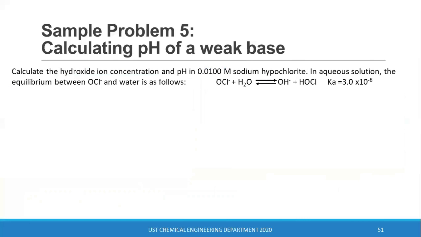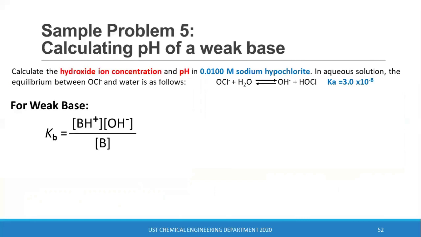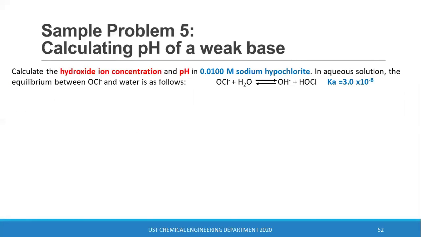Moving on, similar to sample problem 4, sample problem 5 also deals with a weak base. In this problem, we are asked to compute for the hydroxide ion concentration and pH of a 0.01 molar sodium hypochlorite. Again, first step is to list down all the necessary givens and unknowns. I highlighted the concentration of the weak base, sodium hypochlorite. However, it can be seen that its corresponding Kb is not given. Instead, Ka was given. We will explain later what to do with Ka.